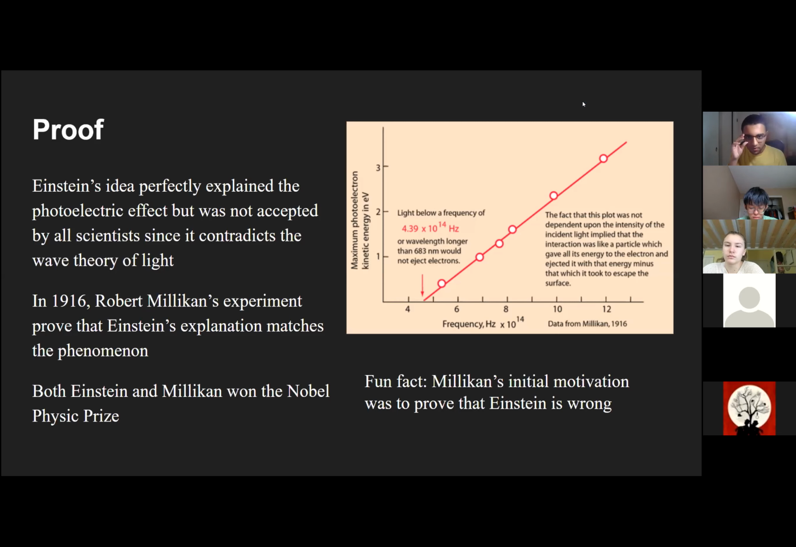And both of them won the Nobel Physics Prize. A fun fact is that Millikan's initial motivation was to prove that Einstein was wrong because he was a believer in the wave theory of light, but later he not only proved it correct, he also got a Nobel Prize for it. I don't know how he feels.